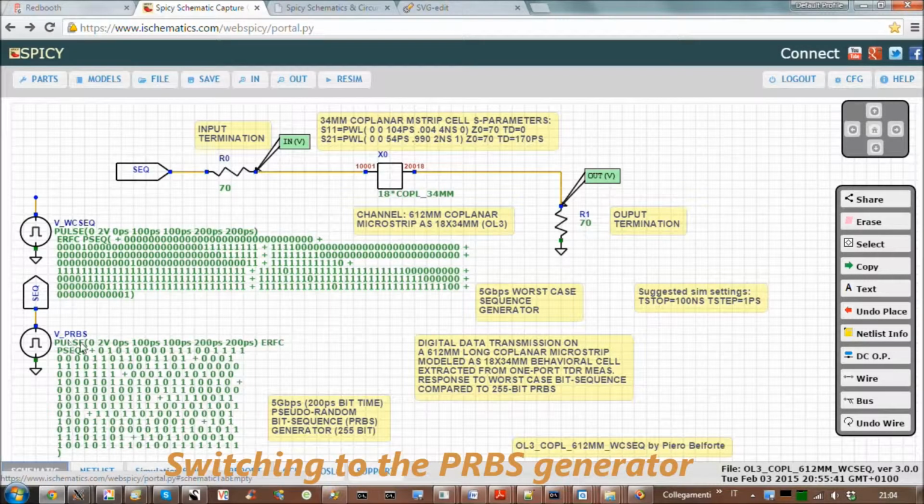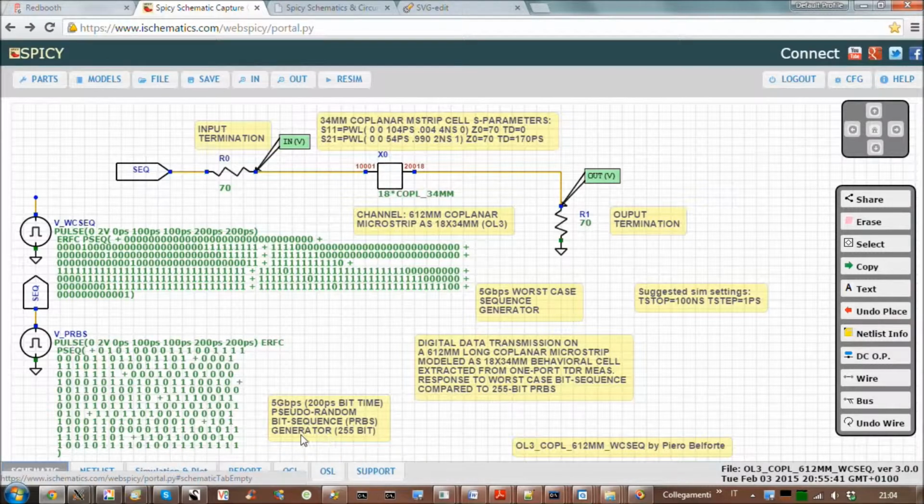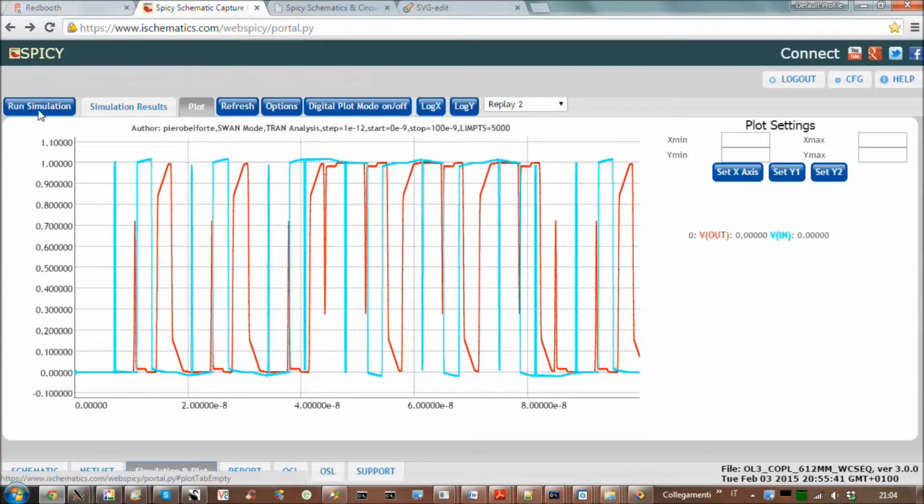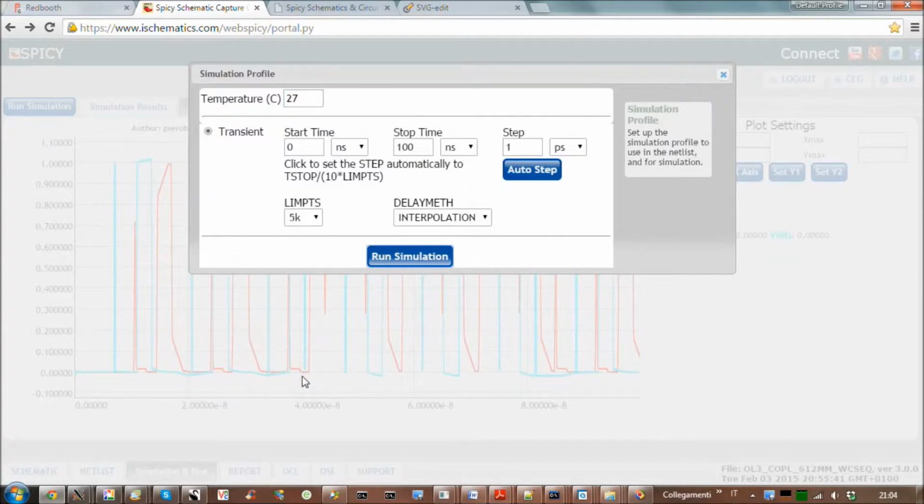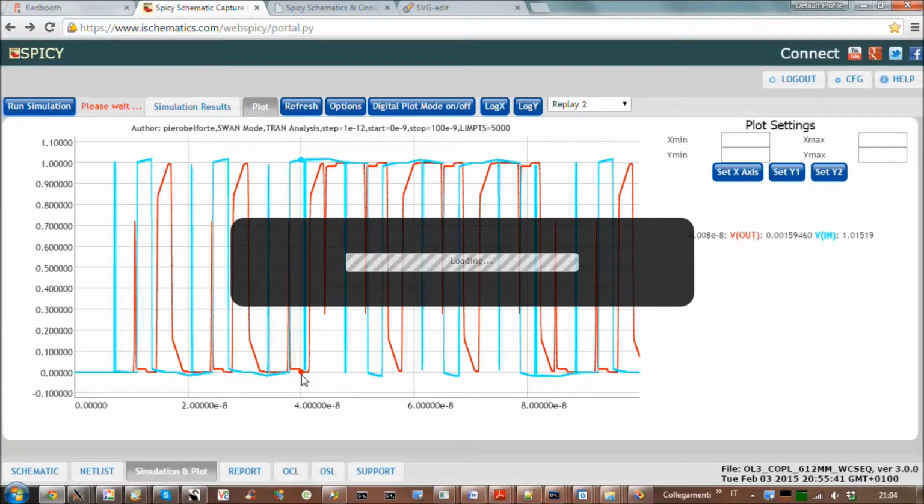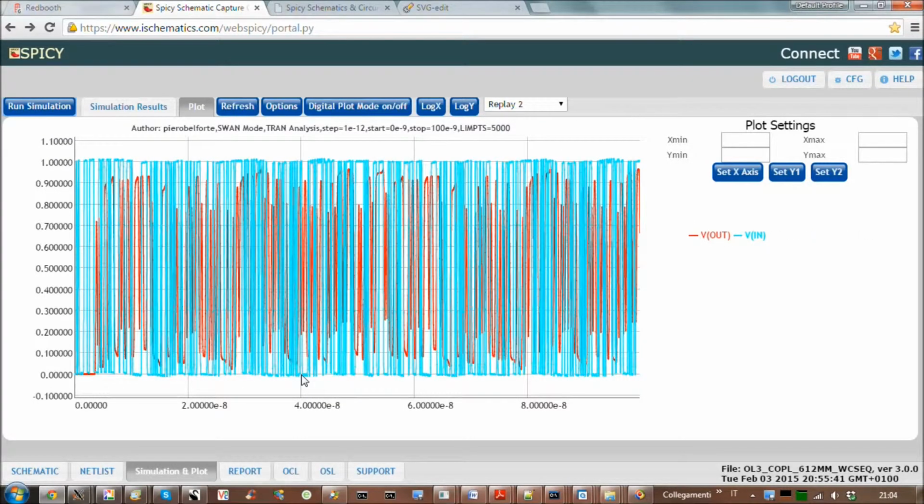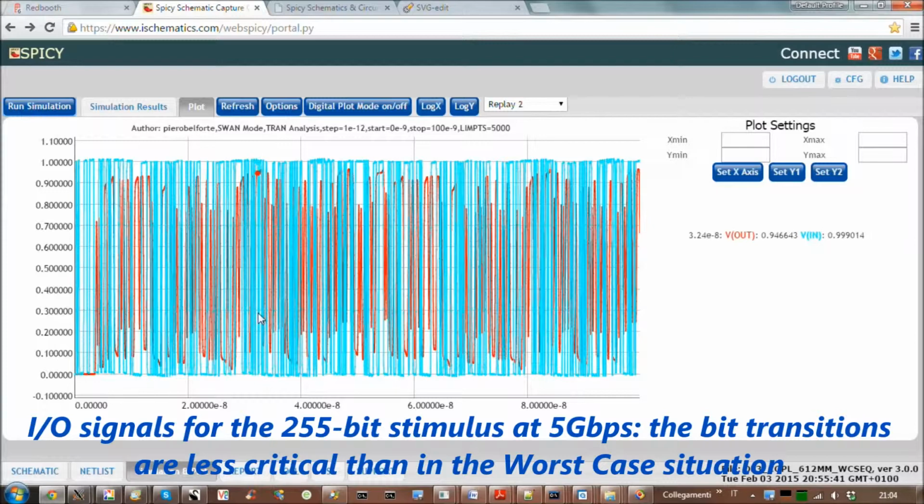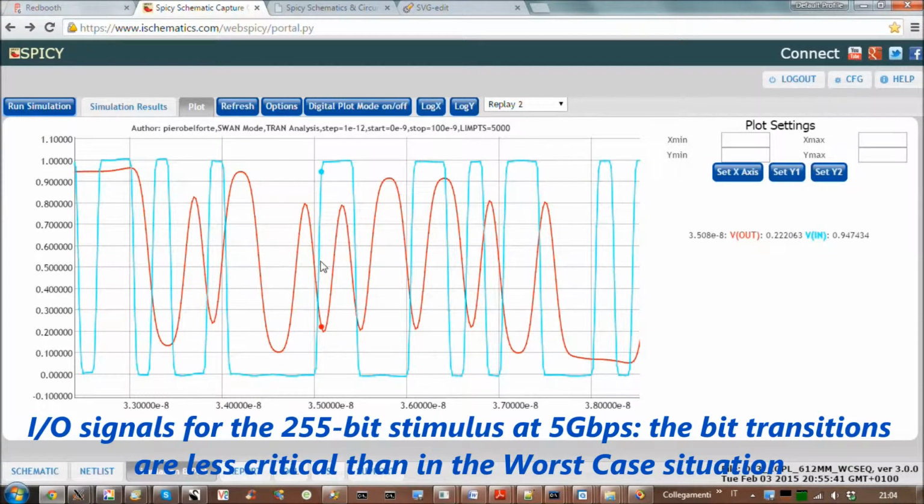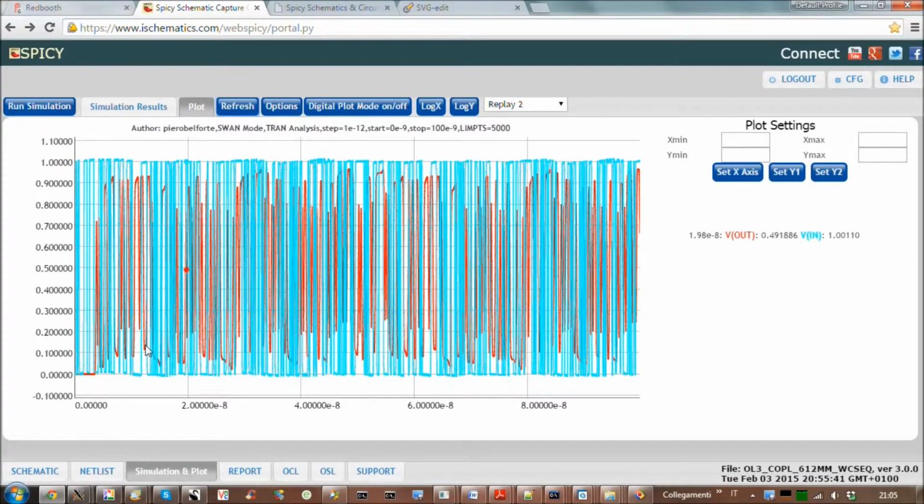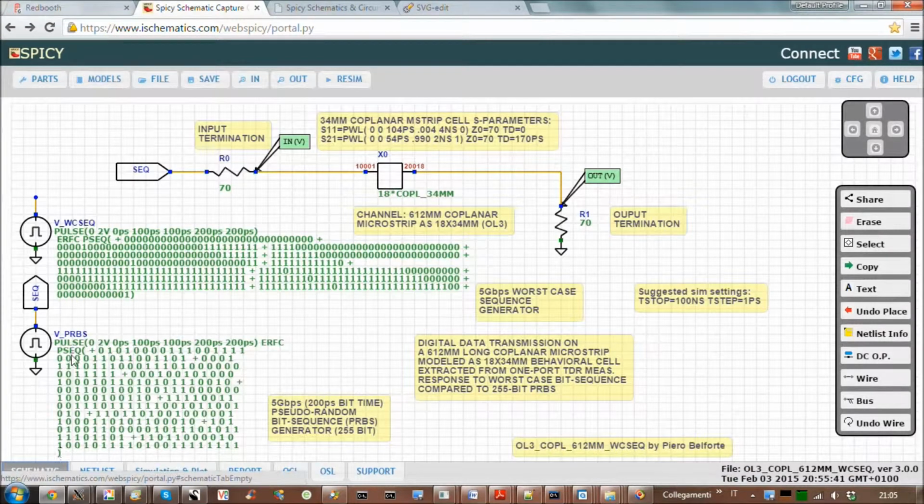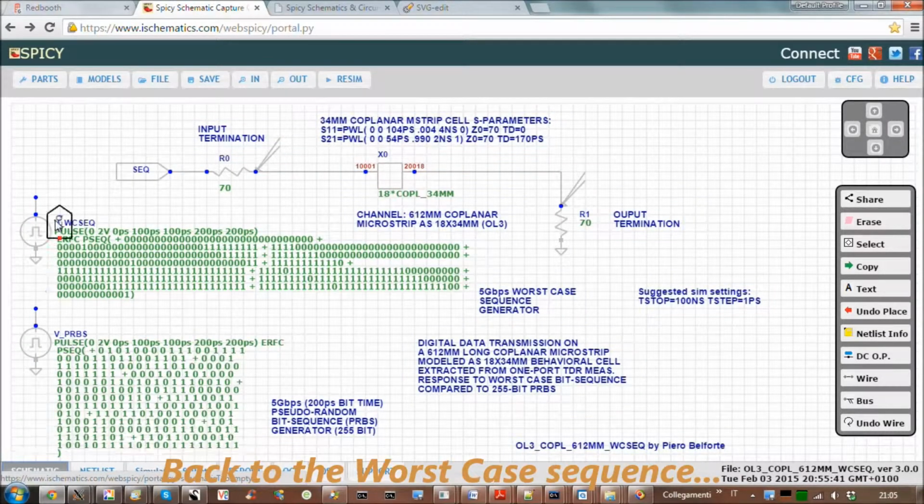Switching to the pseudo-random bit sequence generator. Input-output signals for the 255-bit stimulus at 5 gigabit per second. The bit transitions are less critical than in the worst-case situation. Back to the worst-case bit sequence generator.